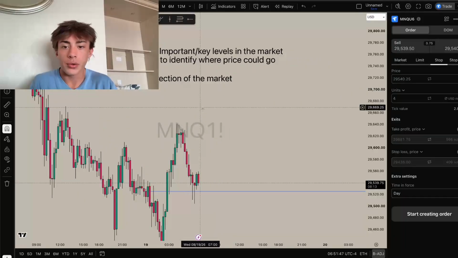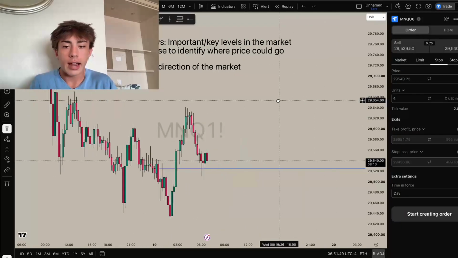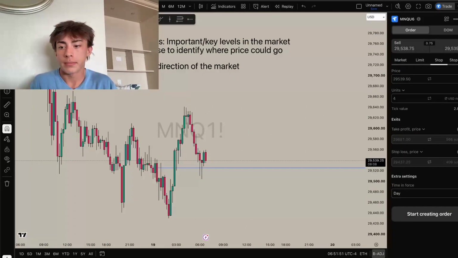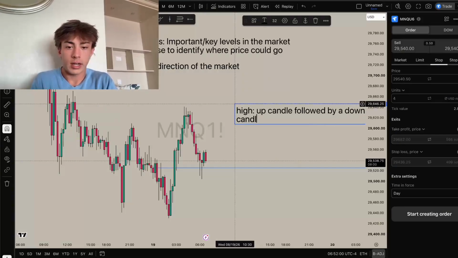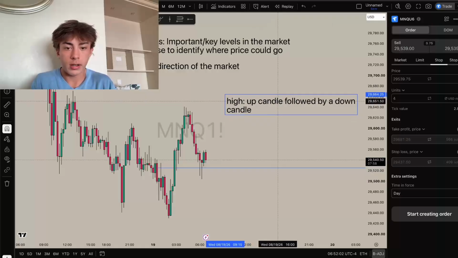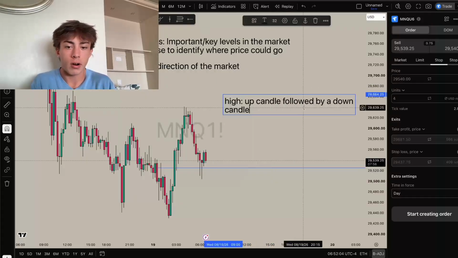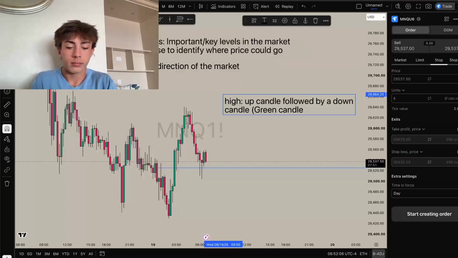So, highs and lows. How do we identify a high and a low? It's this simple. A high is an up candle followed by a down candle. Now, for those of you that are a little bit retarded, it's okay. That's why we made this series, Trading for Retards. It is simply a green candle, then a red candle, okay?